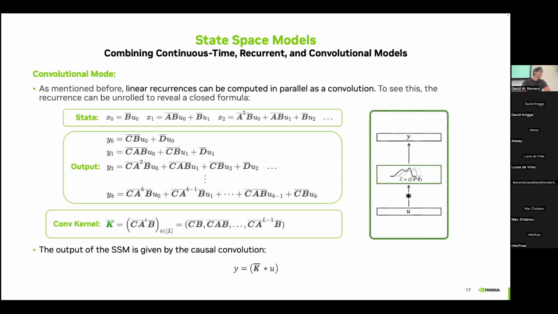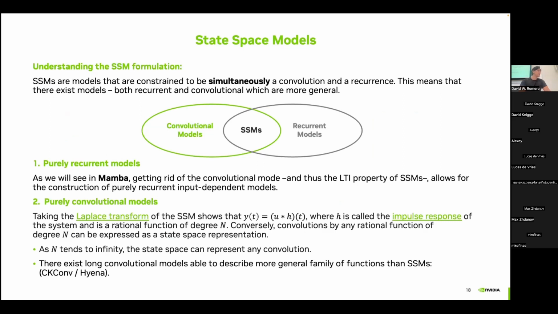All right. So basically, in practical settings, SSMs are models that are simultaneously convolutional and recurrent. And we're going to see models that are purely recurrent, like Mamba, or purely convolutional, like CKConv and Hyena. Each of these models is going to have different properties, and they're going to be useful in certain settings, and so on and so forth.